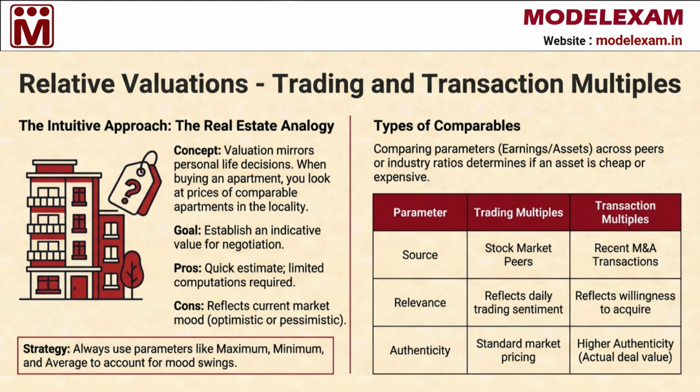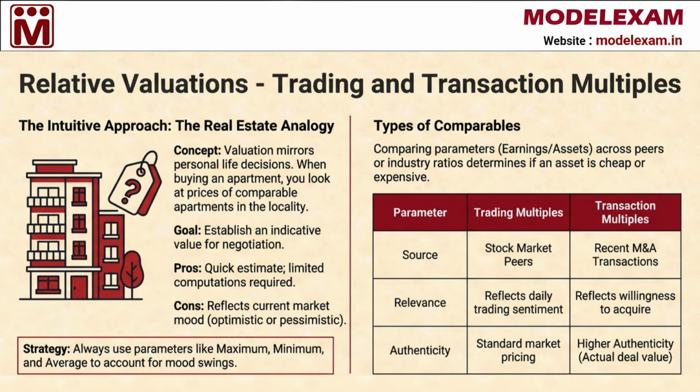While relative valuation provides a quick estimate with limited calculations, it has a downside. It reflects the current mood of the market, which can be overly optimistic or pessimistic. Therefore, a good strategy is to always use parameters like the maximum, minimum, and average to account for these mood swings.